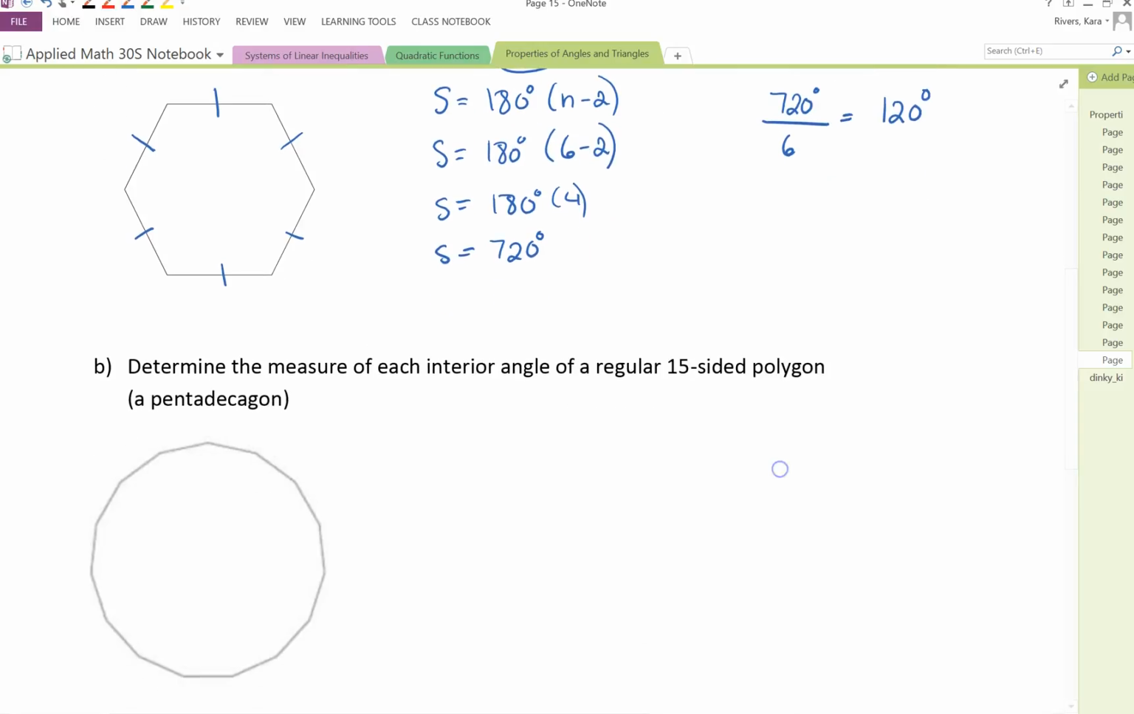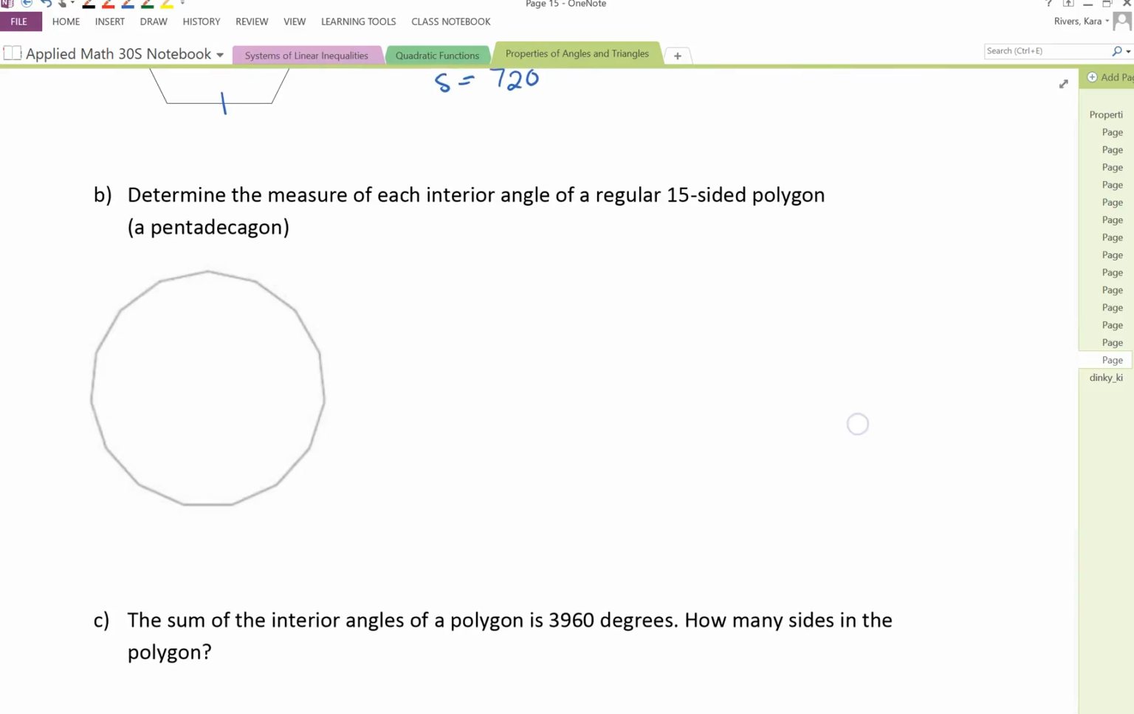Let's take a look at B. Determine the measure of each interior angle for a regular 15-sided polygon. And remember, again, the regular means all of these are the exact same length. So put those tick marks on there to indicate for yourself and for whoever's looking at your work, if I'm marking it, that you understand that those are exactly the same sizes.